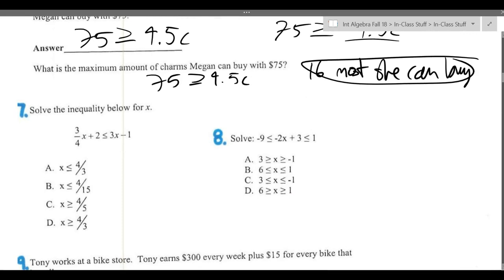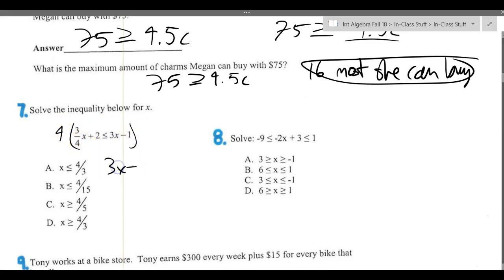Solve the inequality below for x. So same thing. I'm just going to ignore that it's an inequality and treat it like it's an equation. Oh, here's an opportunity to rewrite as well if you wanted to. I wonder if this might make this one easier. Multiplying by 4. Yeah. Okay. Let's do that. Always get rid of your fractions. So multiply everything by 4.